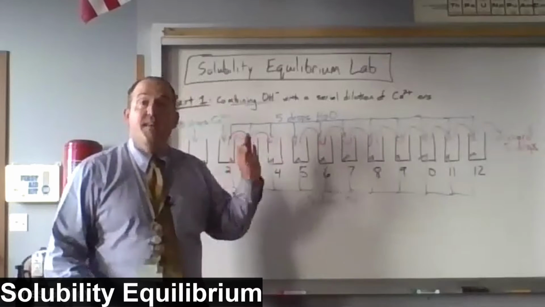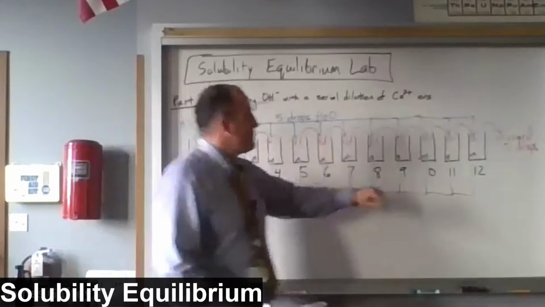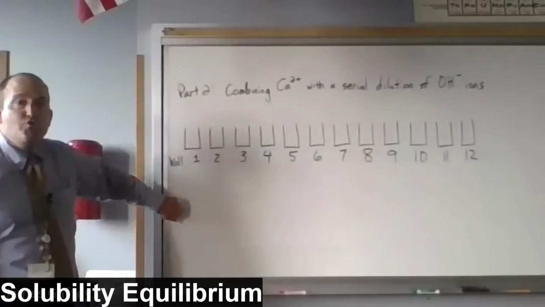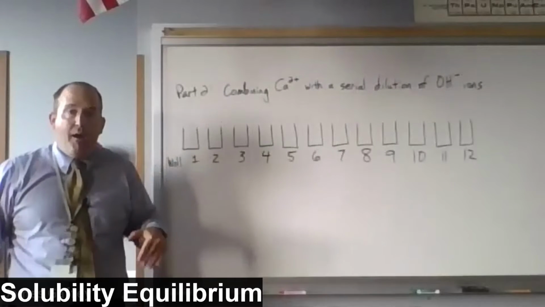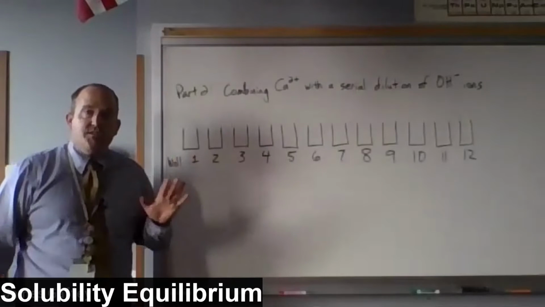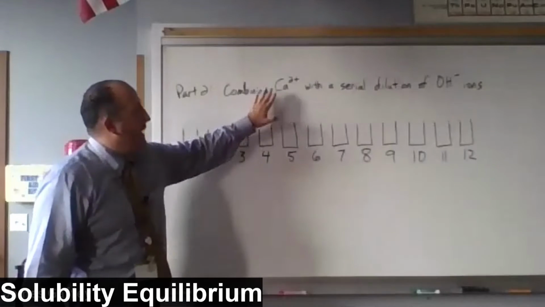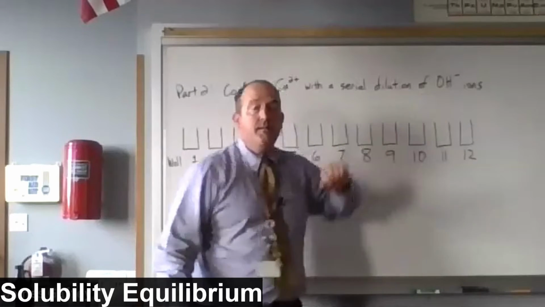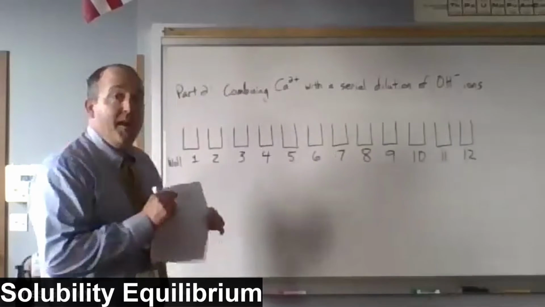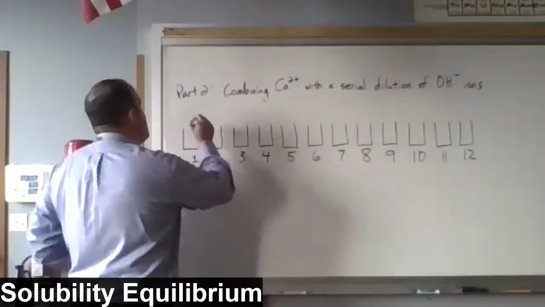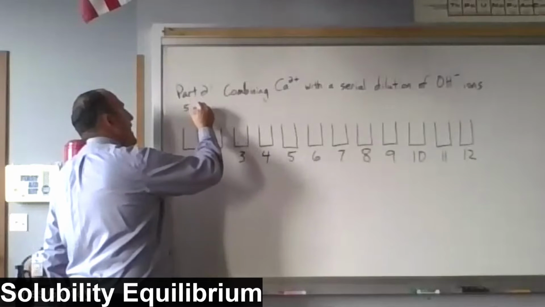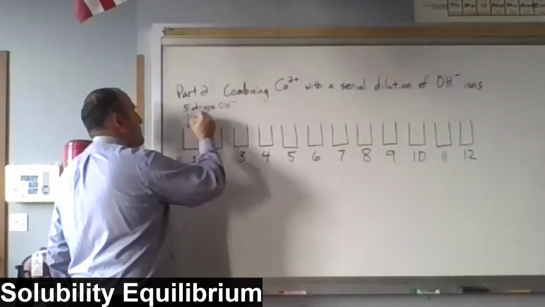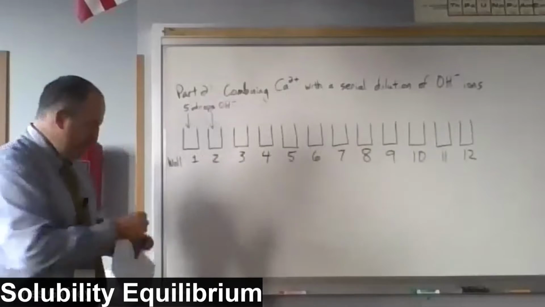Now for part 2, the process is quite similar. In part 2, we're going to take the same 12 wells after cleaning them out and drying them, have a nice clean start. But we're going to combine calcium ions with a serial dilution of hydroxide. So this time, let's describe it again, but with the ions flipped.